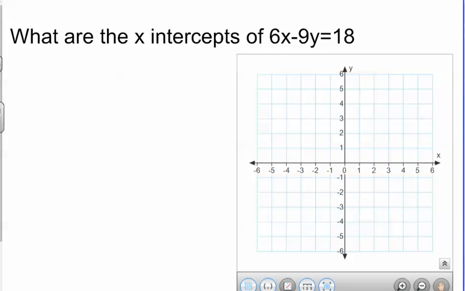It's supposed to be the x and the y-intercepts. So to find the x-intercept, you just ignore the y and solve for x. So you divide both sides by 6, so you get x equals 3. So the x-intercept is 3 comma 0.